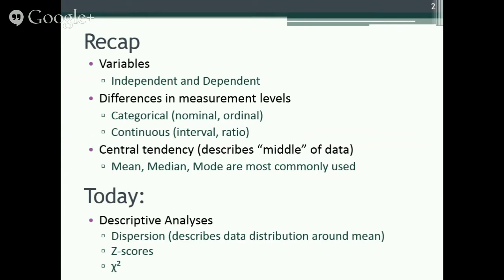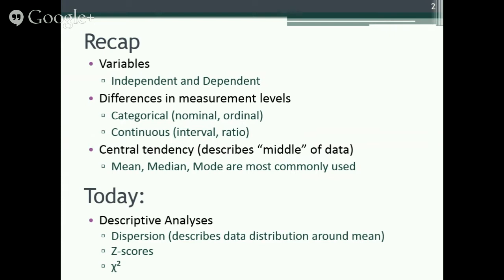Last time we talked about the middle of the data. We talked about the mean. We talked about the median. We talked about the mode. The mean was the average of the data. The median was the upper and lower 50% of the data, so essentially the midpoint. And the mode was the most often, the data that was found the most often in our set.